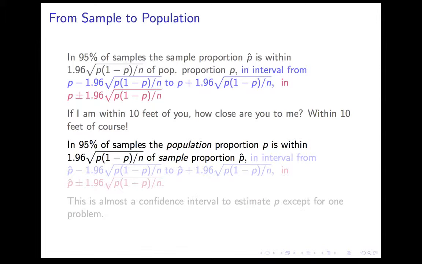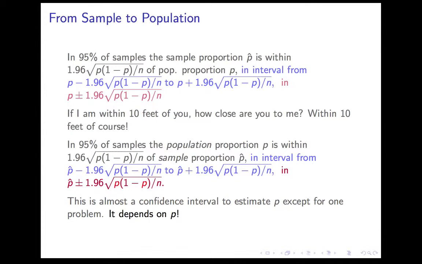So for 95% of samples, the population proportion p is within 1.96 standard errors of the sample proportion p hat, and again, we can rephrase that in two ways. That means p is in the interval from p hat minus that quantity to p hat plus that quantity, or more tersely, p is in the interval p hat plus or minus 1.96 square root of p 1 minus p over n. So what we've just given is a confidence interval. 95% of the time, that interval will contain the thing we want to estimate, which is the population proportion p. As a confidence interval, it only has one flaw.